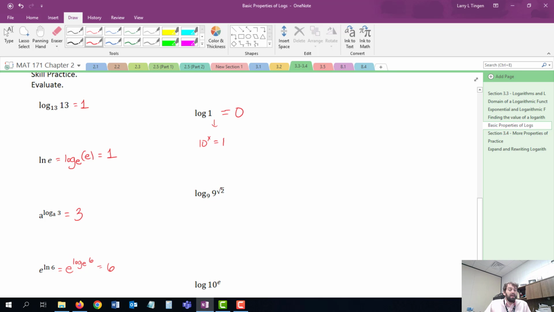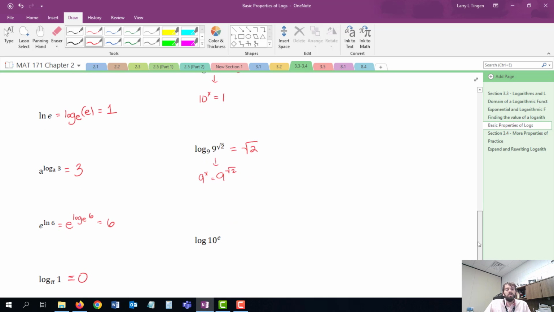Log base 9 of 9 raised to the square root of 2. When the bases match, what does this mean again? This means 9 raised to some power equals 9 to the square root of 2. What is that number? It's the square root of 2. And as you do more and more of these, you're going to start saying, oh, whenever the bases match and I have a power, it's just the power that goes out.